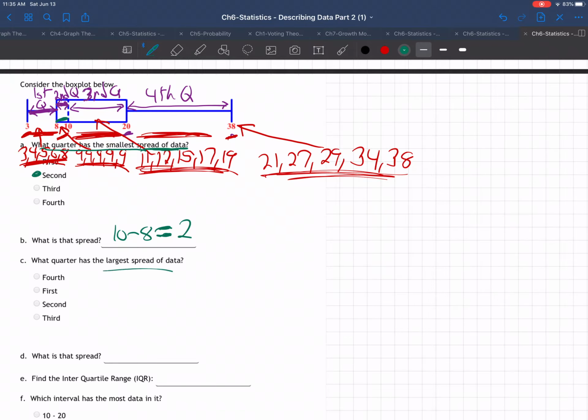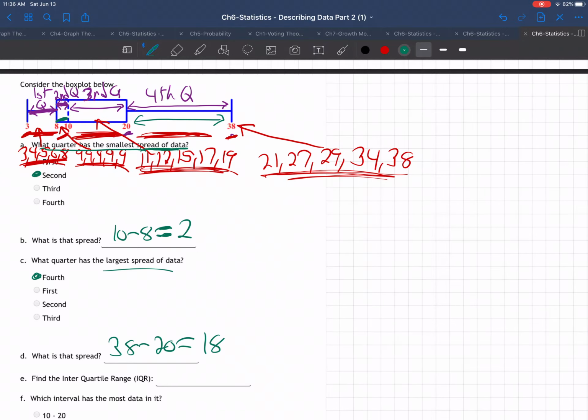What quarter has the largest spread? Well, that looks like it's the fourth quarter, right? From here to here, this is the largest spread. So the fourth quarter. What is that spread? 38 minus 20, that's a spread of 18.